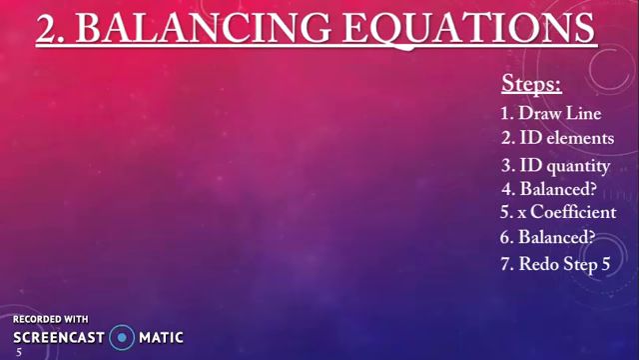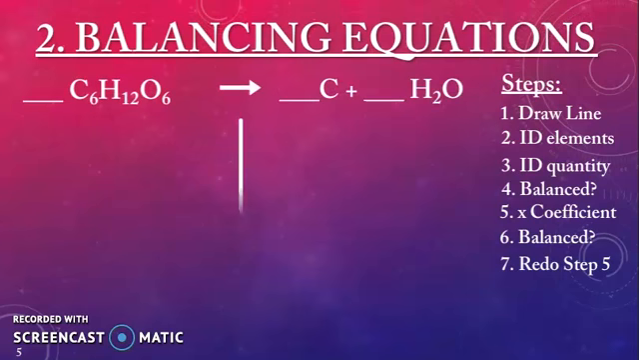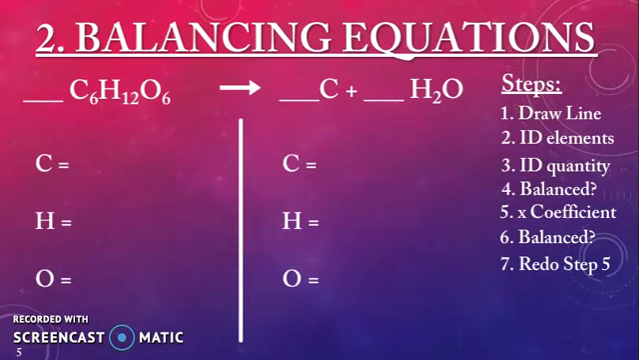So let's look at number 2. This time I have glucose, and it's going to break down into carbon and water, and this is going to be a decomposition reaction. We're going to write down our elements, C, H, O, and we're putting them on both sides. We're going to find our original or initial quantities. This is step number 3. So I have 6, 12, and 6 on the reactant side, and on the product side I have 1, 2, and 1. So carbon 1, the 2 for the hydrogen comes from the water, and 1 oxygen.